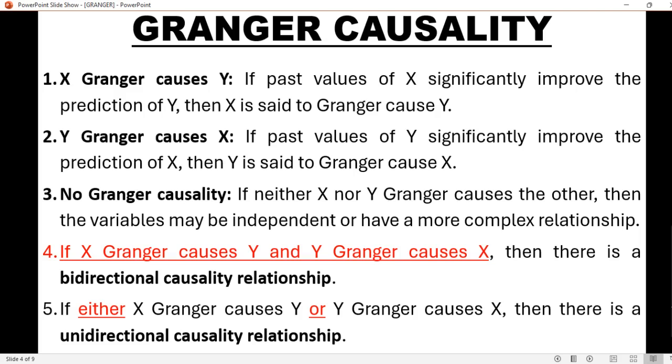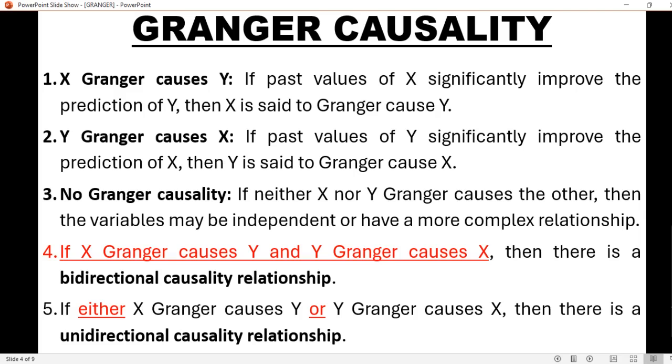Now, concerning the causality test, there are 5 scenarios that are likely to happen. The first one is if x Granger causes y. What does this mean? If past values of x significantly improve the prediction of y, then x is said to Granger cause y. That is 1. Then 2, when it comes to y Granger causing x, if past values of y significantly improve the prediction of x, then y is said to Granger cause x.